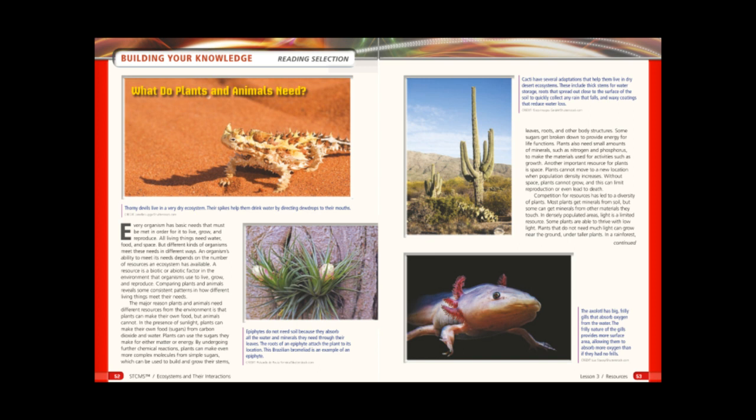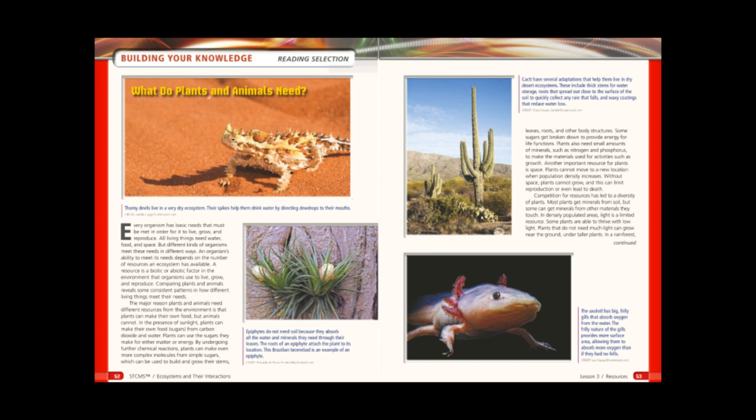Comparing plants and animals reveals some consistent patterns in how different living things meet their needs. The major reason plants and animals need different resources from the environment is that plants can make their own food, but animals cannot. In the presence of sunlight, plants can make their own food, or sugars, from carbon dioxide and water. Plants can use the sugars they make for either matter or energy.